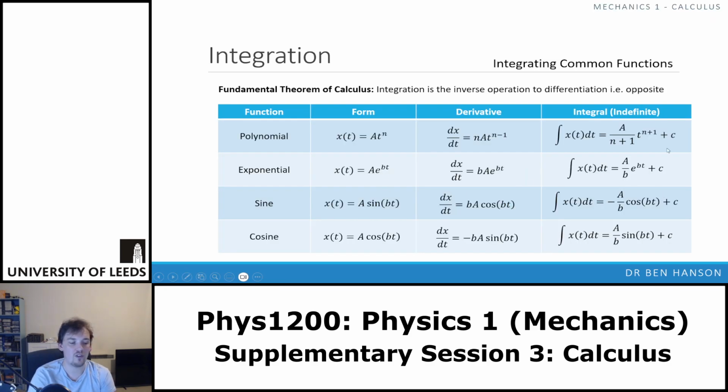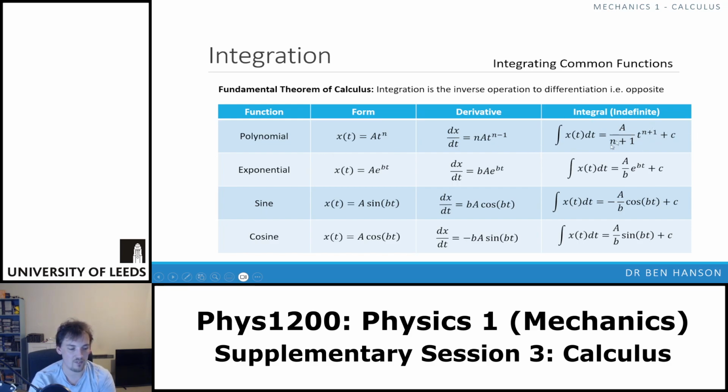So let's integrate some common functions. We're not going to prove it this time. It's literally just the opposite of differentiation. We've defined it to be the opposite of differentiation. So that means that if a polynomial has x of t is a t to the power n, then for the derivative, you just bring the power down and take one off the power. So the integral of it is going to be, you add 1 to the power and then divide by the new power, right? So it's going to be the opposite operation. Instead of bringing it down first and taking 1 off, we add 1 to it first and then divide by that power.